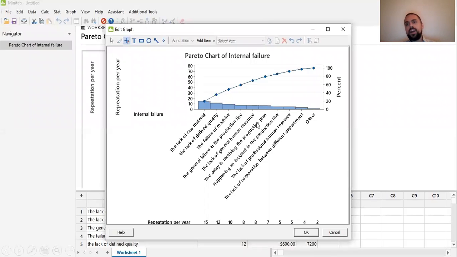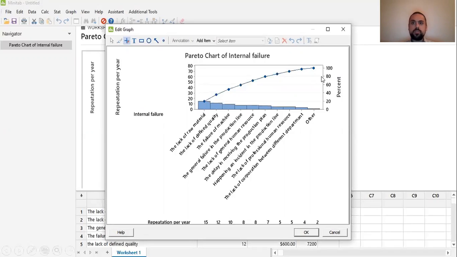So after that, OK, that part. We have this type of Pareto chart. Please pay attention that from the Pareto chart, we can understand which factors are the 80% of our failures.